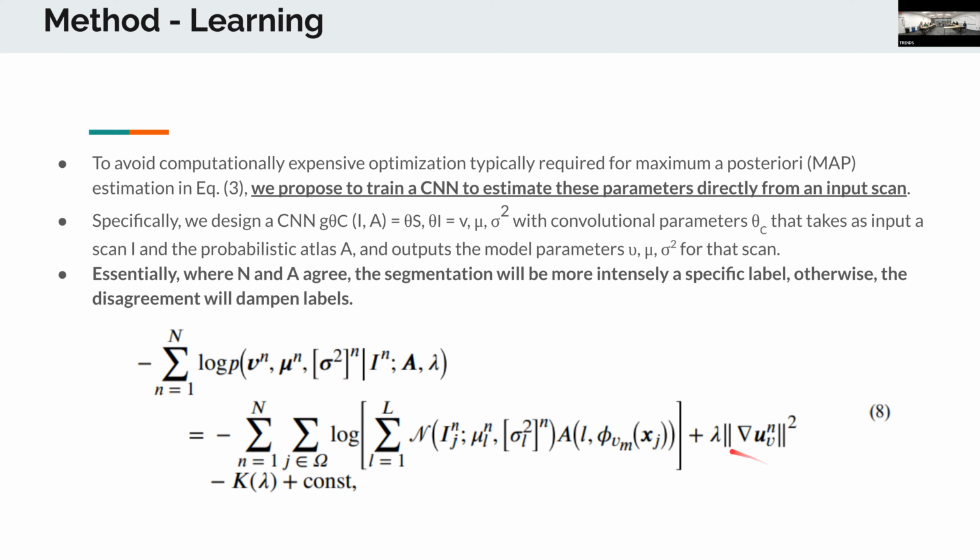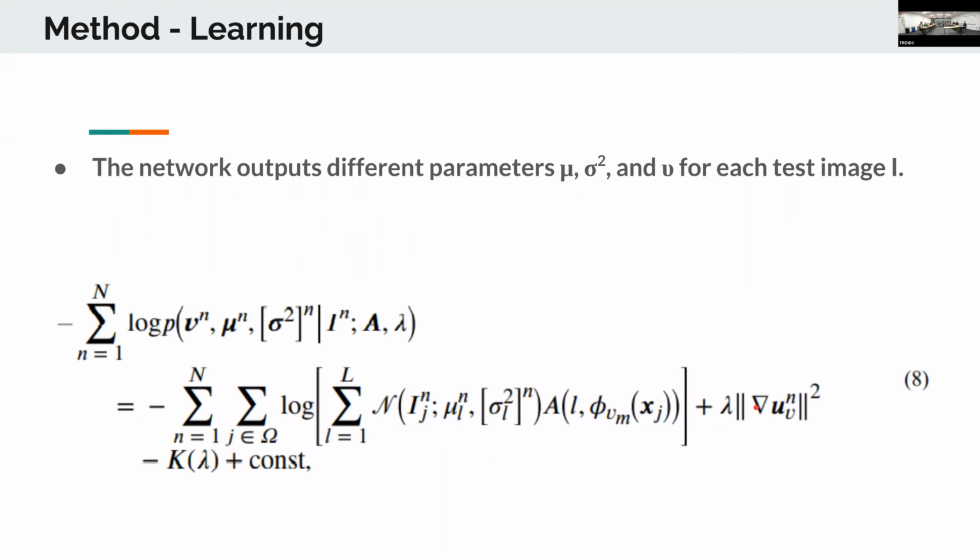And this is the term for penalizing any massive changes in one deformation. And it's just important to point out that per image, there's a different set of parameters for the likelihood maps.